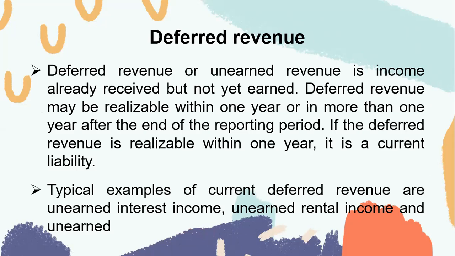So next is the deferred revenue. Deferred revenue or unearned revenue is income already received but not yet earned. Deferred revenue may be realized within 1 year or in more than 1 year after the end of the reporting period. If the deferred revenue is realized within 1 year, it is a current liability. Typical examples of current deferred revenue are unearned interest income, unearned rental income, and unearned subscription revenue.